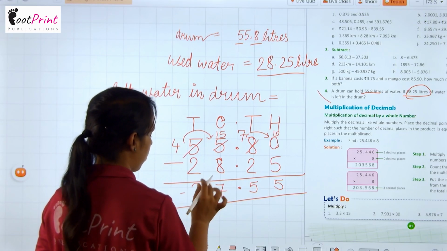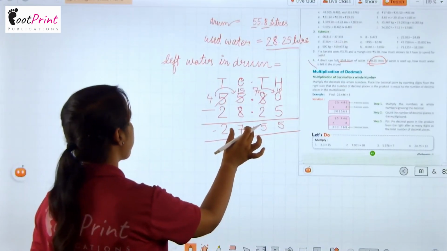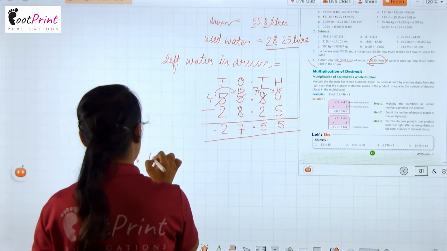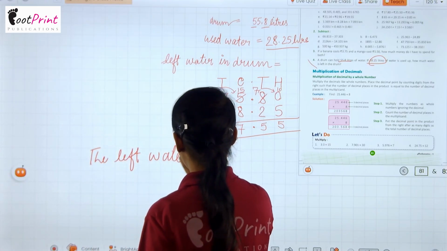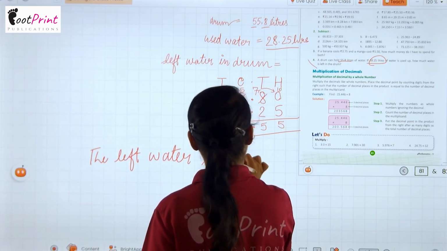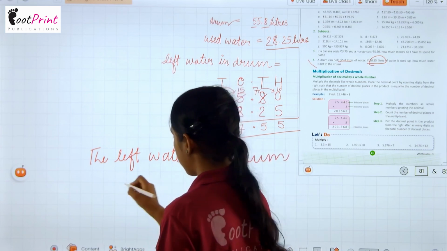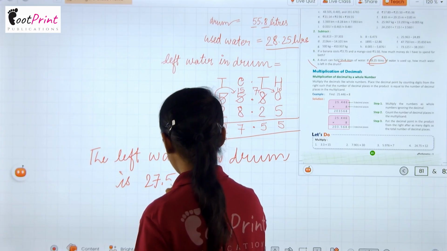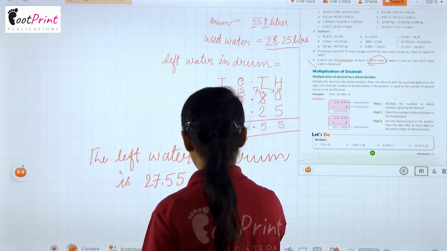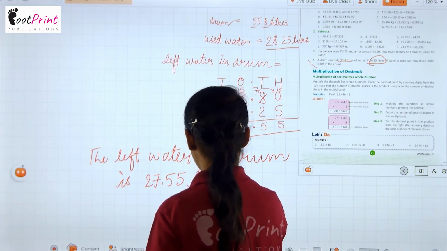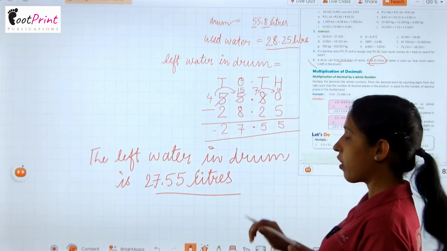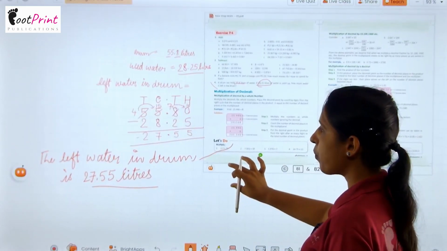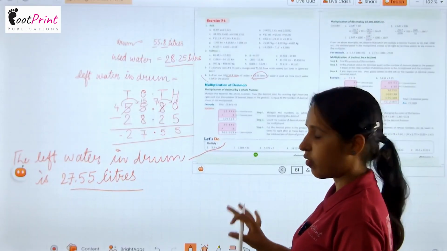So we can write here the left water in the drum is 27.55 liters. Okay. So in this way you can find out the answer of these questions. Okay. I hope you understand it very well.